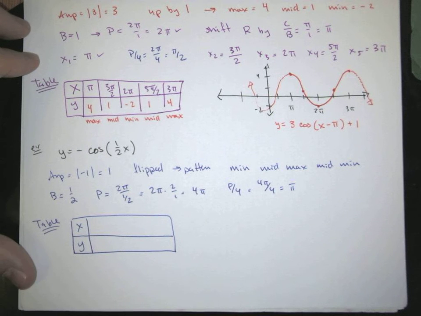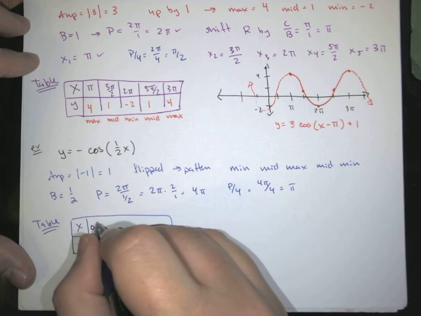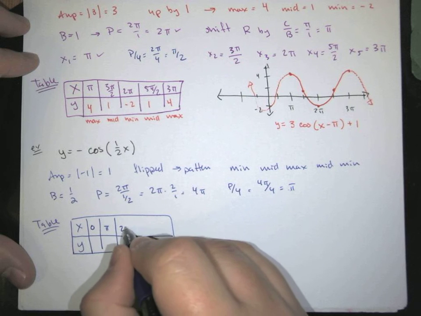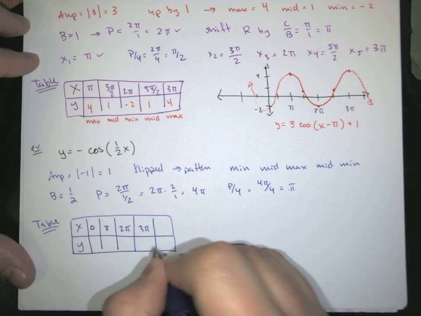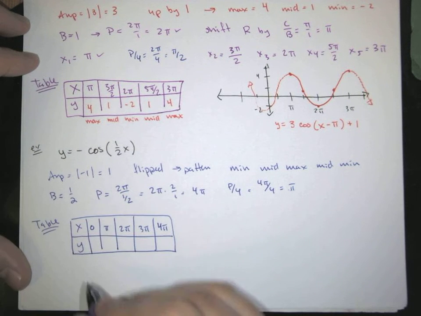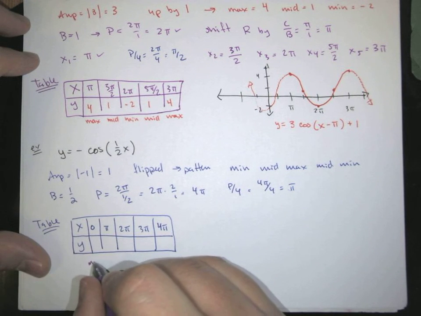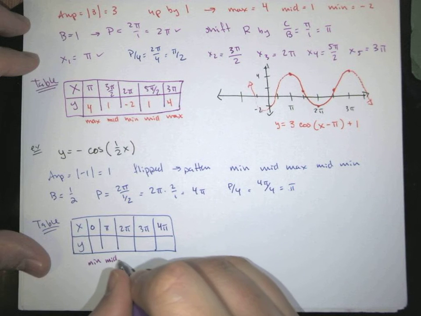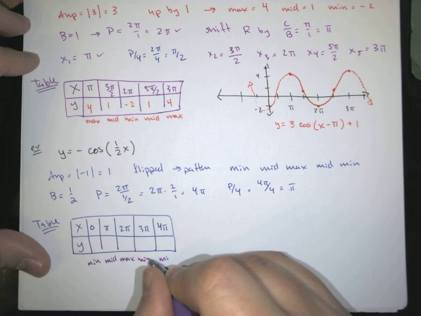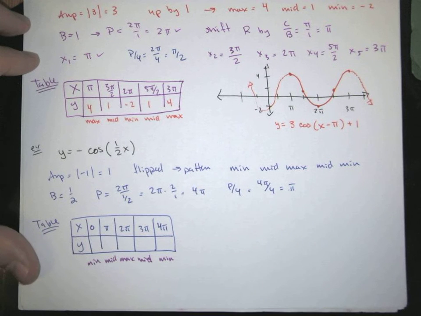So we're not shifting left or right, so we're just starting at 0, and then we're moving chunks of pi each time, right? So 1 pi, 2 pi, 3 pi, and now it's a 4 pi, right? So that's going to be the end of our cycle. The pattern, so this is minimum, middle, max, middle, and then minimum.